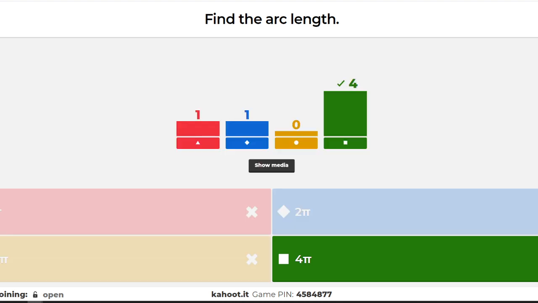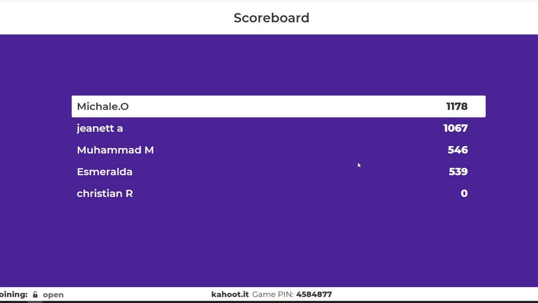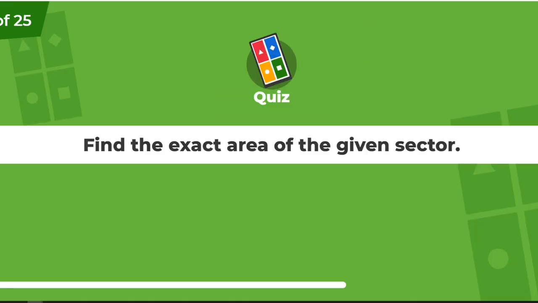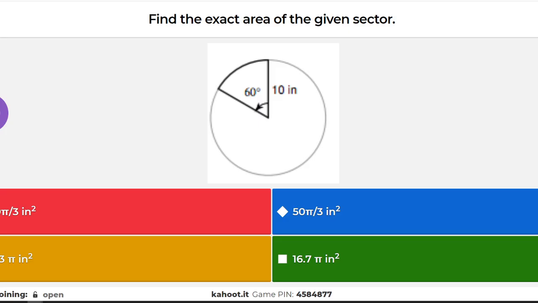All right, pretty good. Pretty good, not bad. Oh, look at that. I was gonna just go over it briefly, but I hit the wrong button. All right, let's just move on to the next one. Sector area. This looks just like some of the ones we did yesterday. Sector area. And it's exact. No rounding.